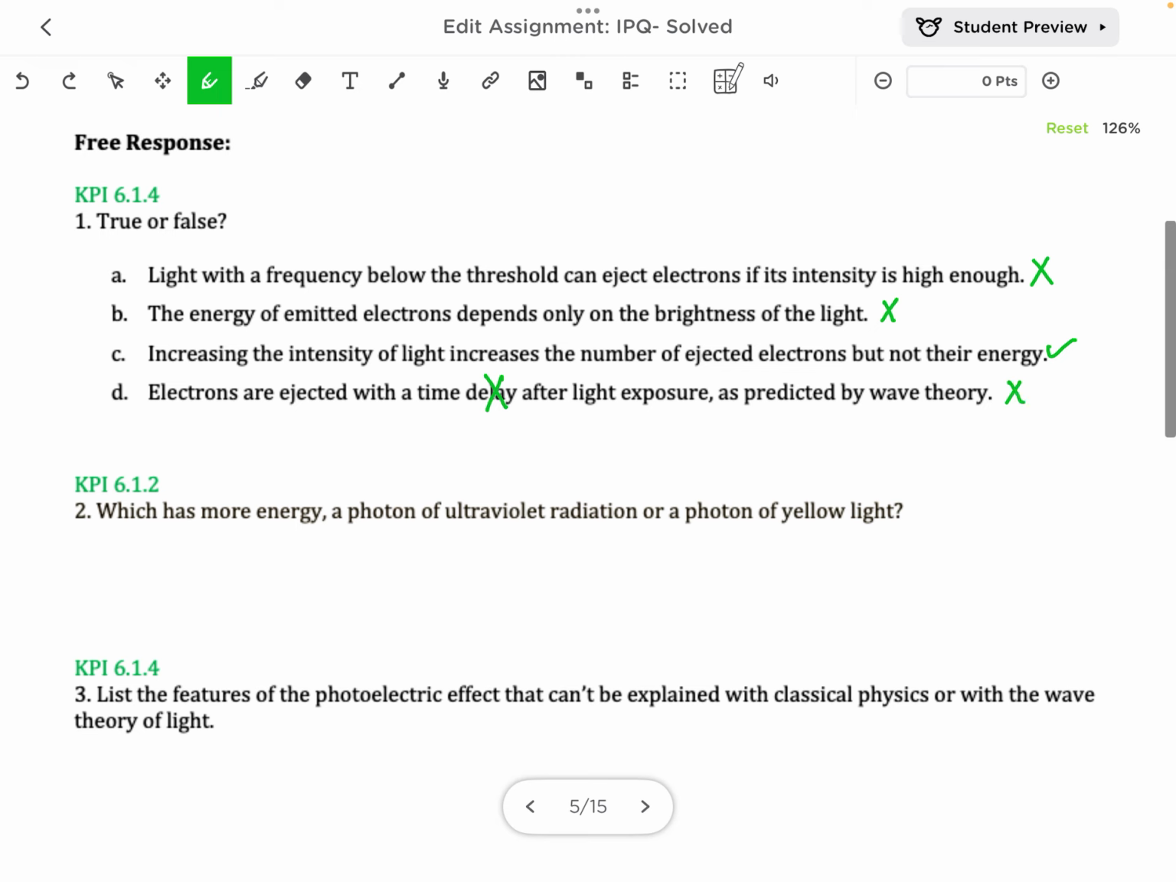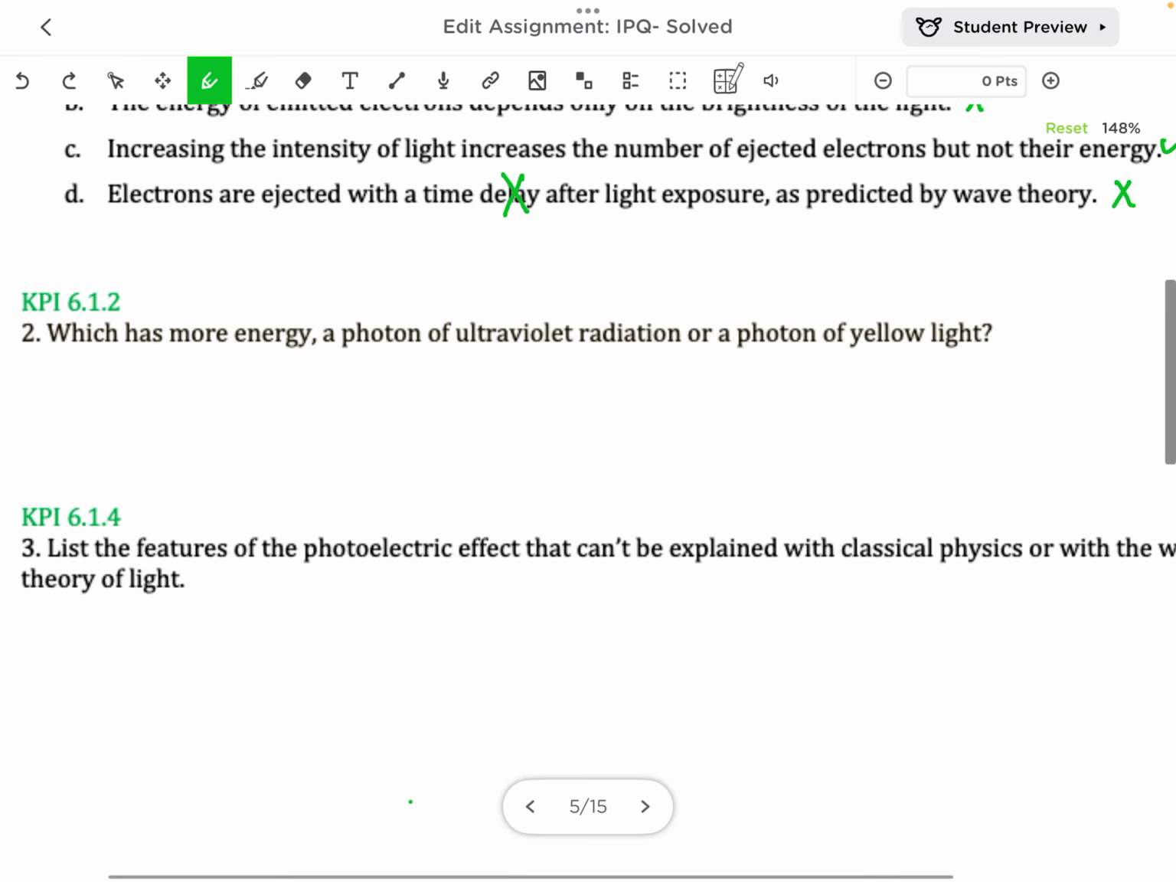Which has more energy, a photon of ultraviolet or a photon of yellow? So basically, an ultraviolet has a very large energy and a very low lambda. And yellow has lesser energy. This means a higher wavelength. So which has more energy? Yellow is lying in the visible. So basically it is the ultraviolet that has more energy.